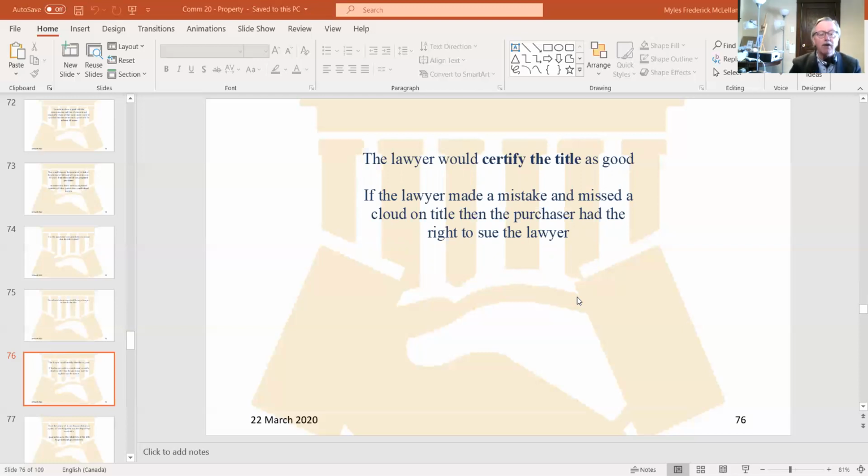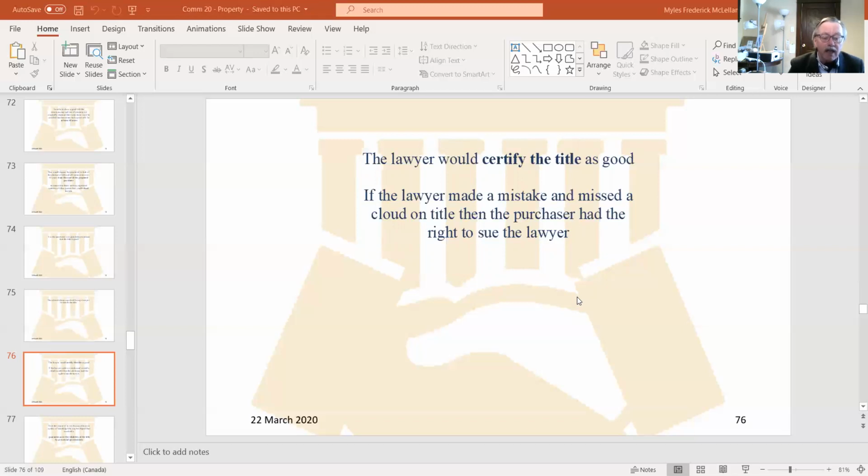So it's a function of hiring a lawyer to basically look at that title to make sure it's a good title. What the lawyer does is they do that, and then they certify the title to the clients. Their obligation is to whoever hires them to search a title to look at all the instruments in the registry system that goes back 40 years and certify to a purchaser that there are no clouds on title. So a good and clear title can be transferred.